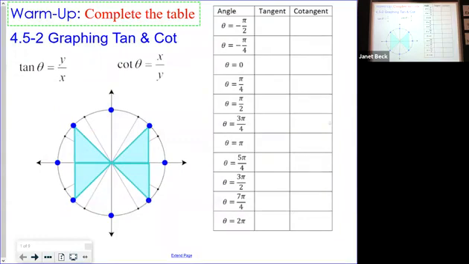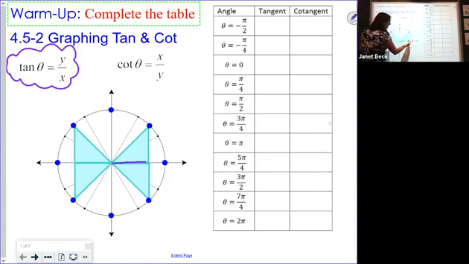Okay, so in this lesson, I'm going to graph both tangent and cotangent. So let's fill in this table first. Remember that your tangent is your y coordinate divided by your x. So here is the angle 0, that point there.